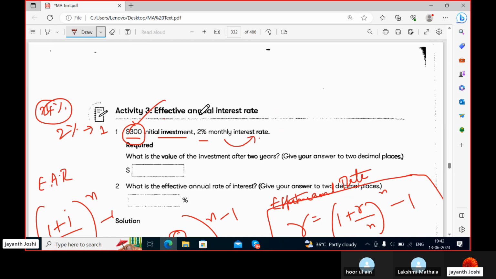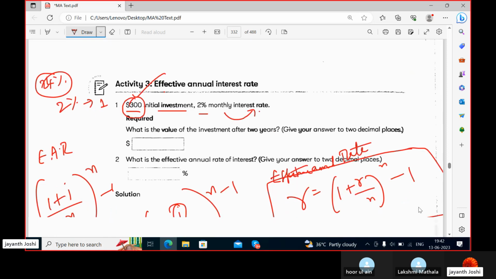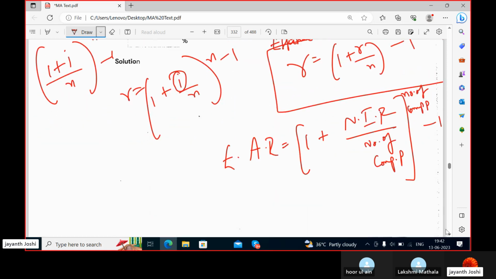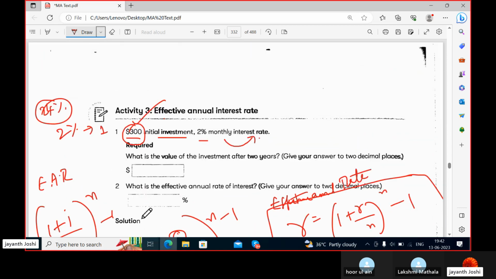So we can do this. Here I have already explained: nominal interest rate divided by number of compounding periods, whole power number of compounding periods. But in our question, they have given 2% monthly interest rate. This is not the nominal rate. This is not the rate for 1 year. Correct or wrong? This is the rate for 1 month. Isn't it so? Yes, sir.